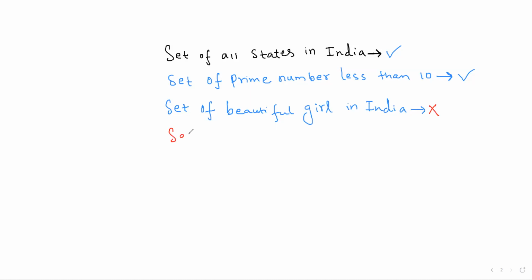Okay. Set of good people in India. Basically, no one can make the set of good people, because it is very complicated to decide how to make a collection of good people. So this is not possible. This is not a well-defined collection, so this is not a set.